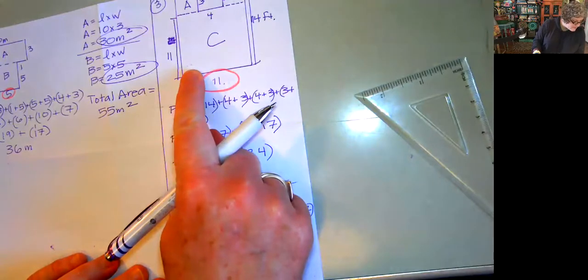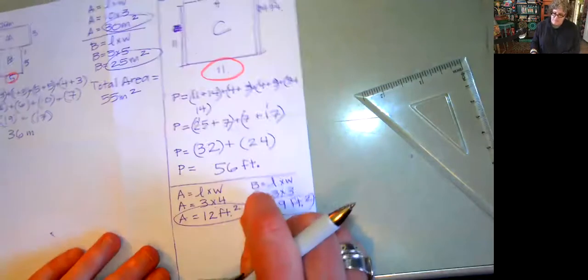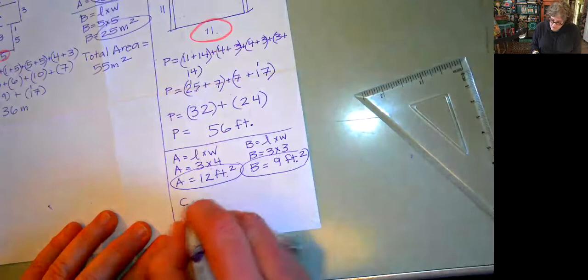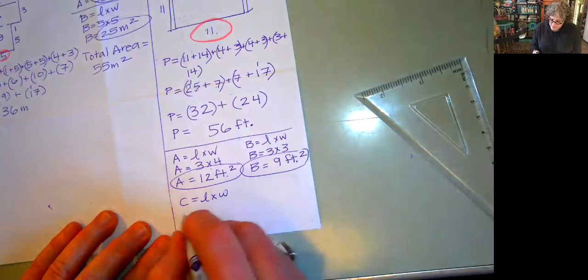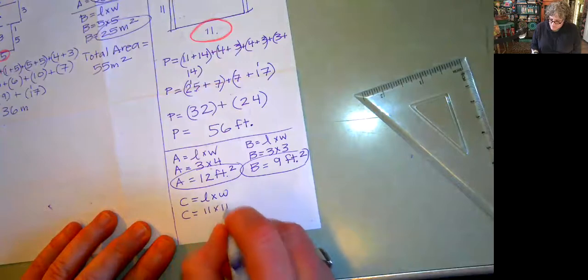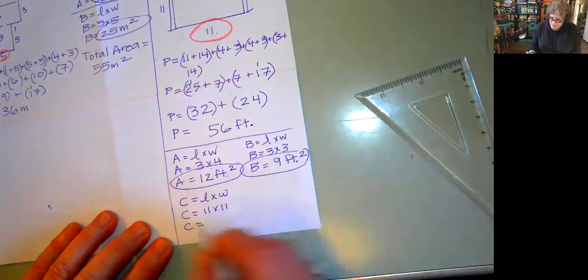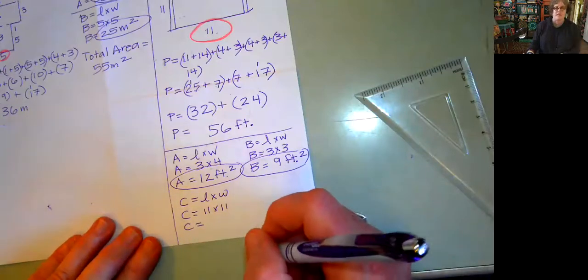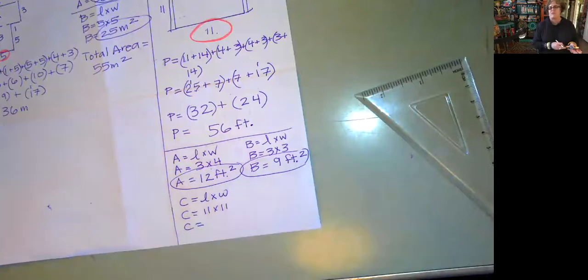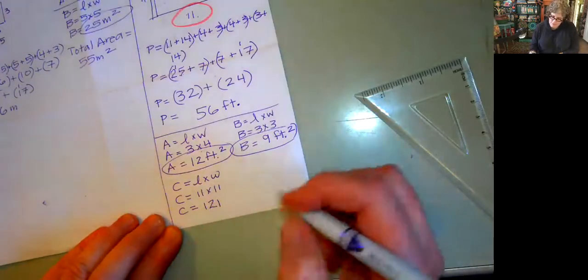Does it look like a square? Yeah, a little bit. I guess it does. So C equals length times width. C equals 11 times 11. And that means that C equals, what's 11 times 11? I'm trying to remember from passing you guys off on your times tables. 121. Woo, forgot that. 121 feet squared.